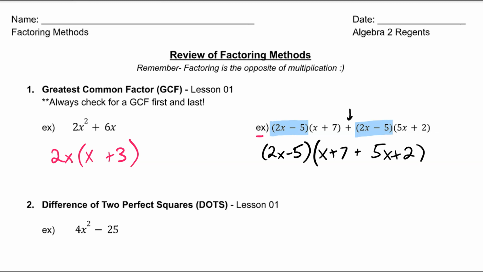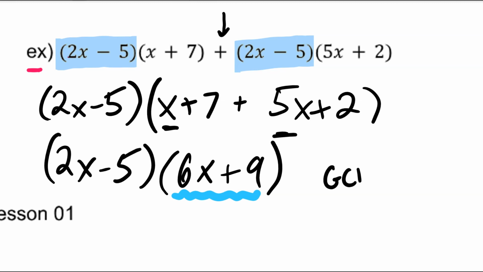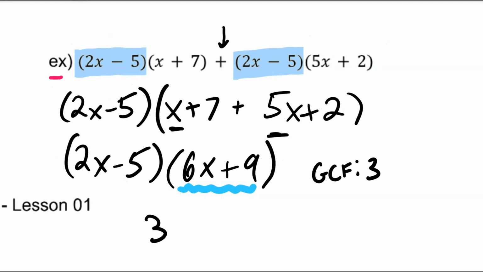Now, it looks like I've got some like terms I can combine in that second set of parentheses. 5x plus 1x would just be 6x, and 7 plus 2 is 9. So I've factored out that GCF of 2x minus 5, and I've actually created this issue where now in that second set of parentheses I've got a GCF of 3 that I could pull out. So for my final answer, I'm just going to pull the 3 out on the outside.